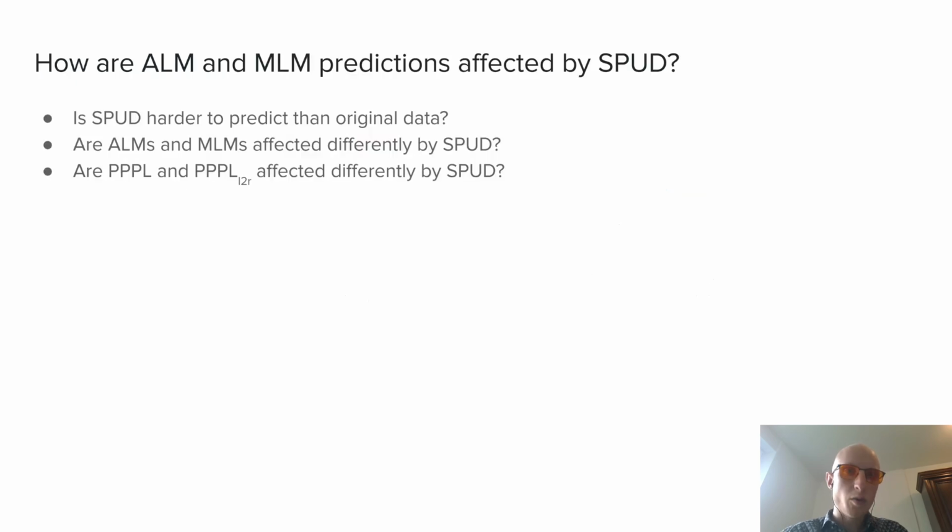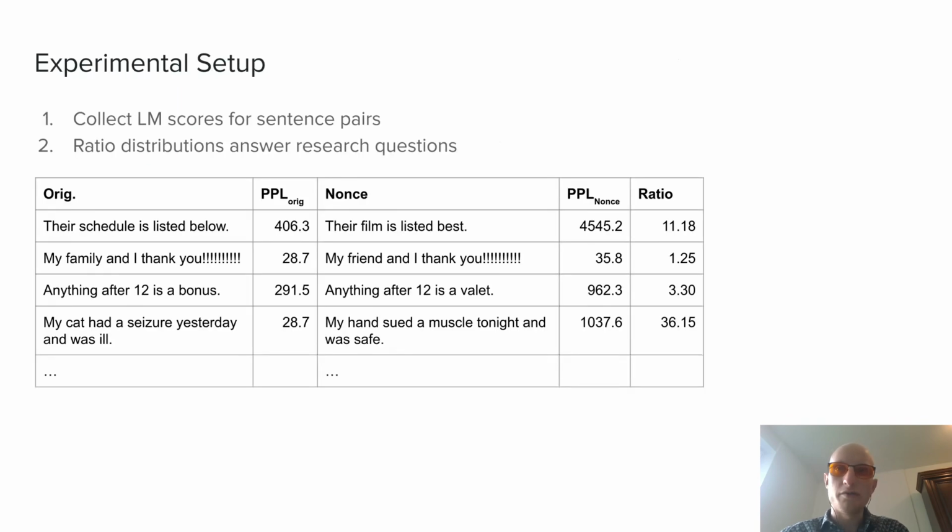Concretely, we want to know whether SPUD is harder to predict than the original data. This serves mainly as a sanity check for the dataset. Co-occurrence information is perturbed, so we expect that the data is hard to predict. We want to know whether in general autoregressive models are affected differently by SPUD than masked models. And for masked models, we want to know whether the two versions of pseudo-perplexity are affected differently by SPUD. We test these questions by first obtaining language model scores on the original and nonce data.